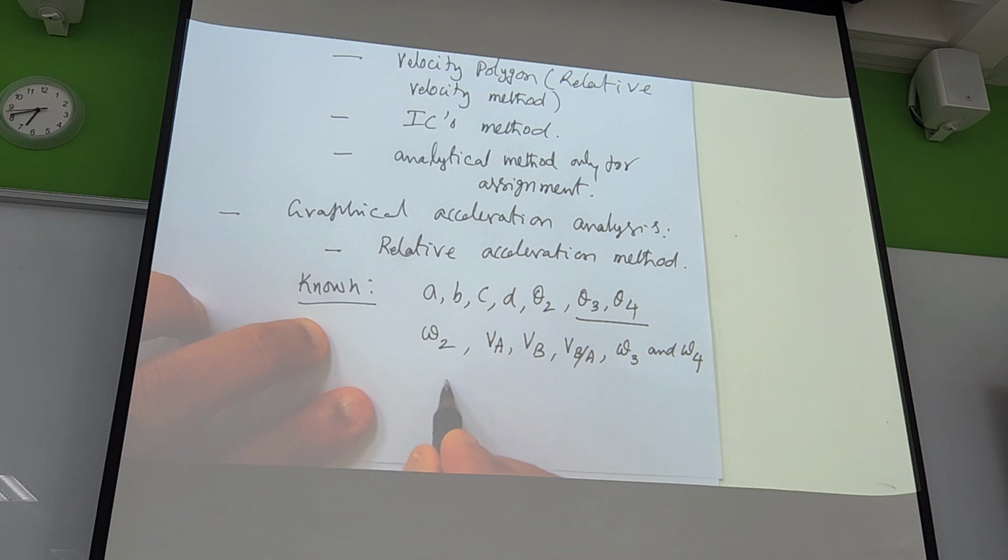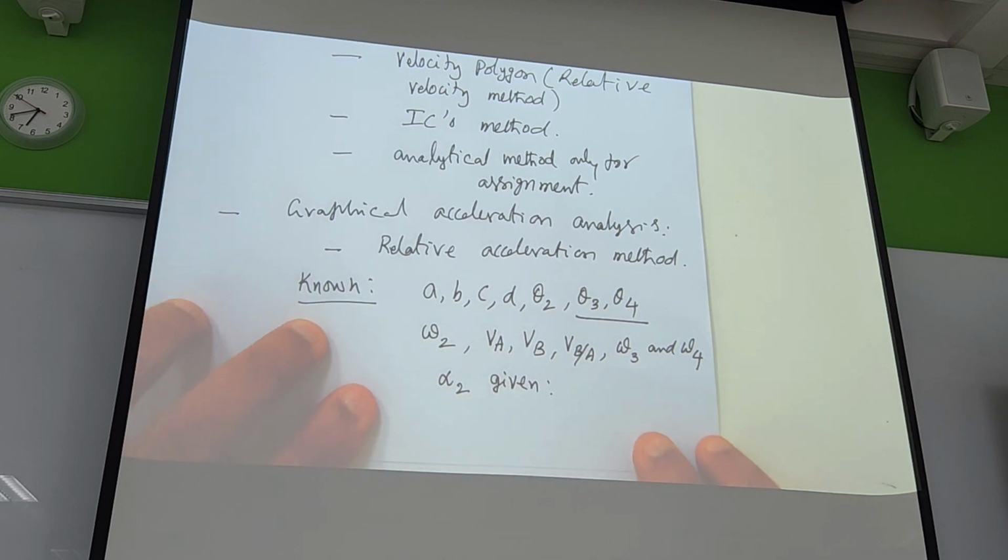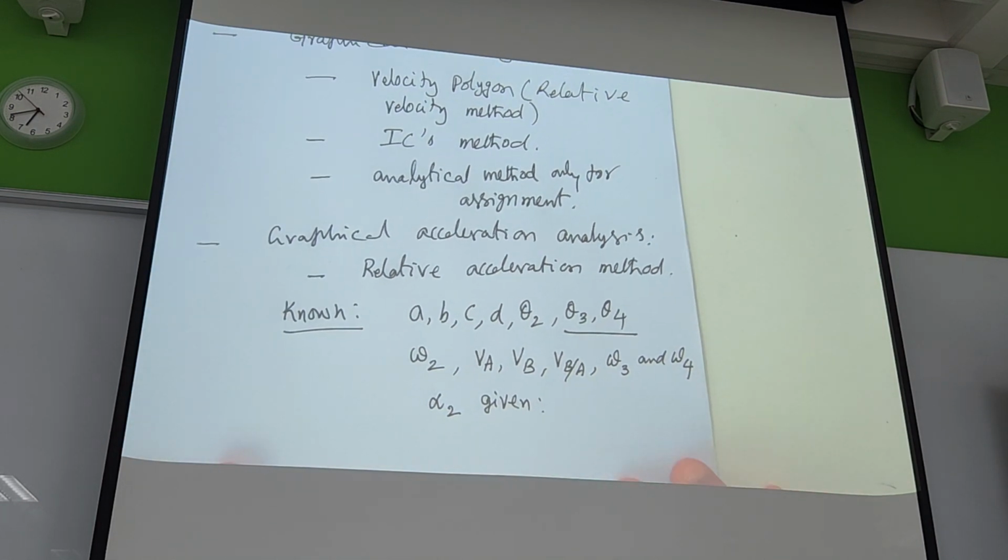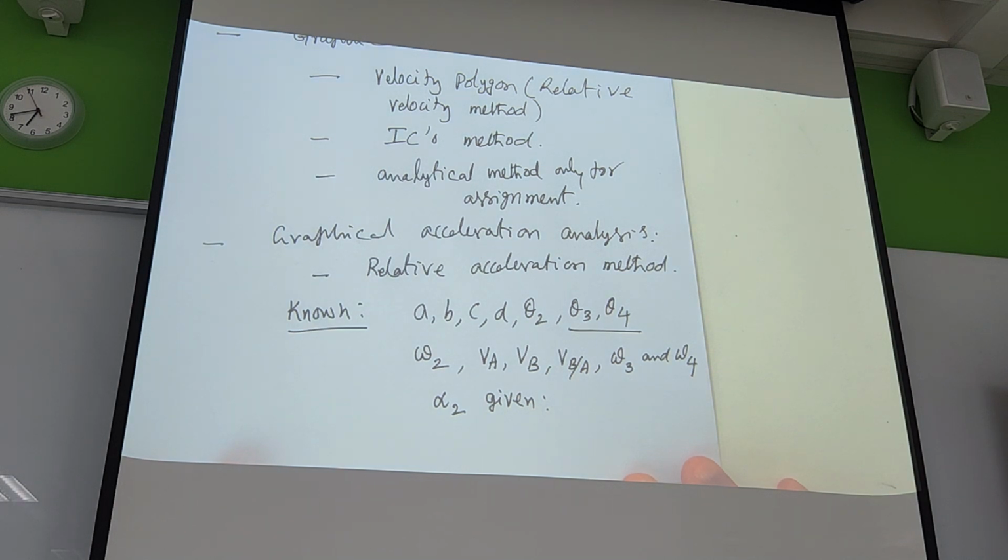In addition to these things, alpha 2 is given. Angular acceleration of link 2 will be given. So all these things we know. So normally when a mechanism is in operation, the points on the linkage mechanism will have velocities. Okay, linear velocities. The points will have linear velocities, whereas the links will have only angular velocities.